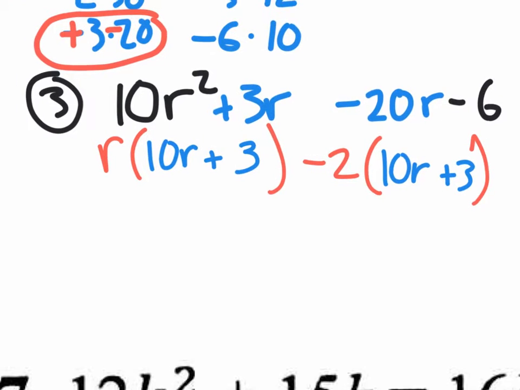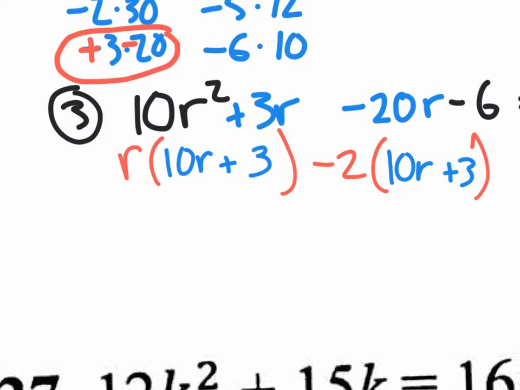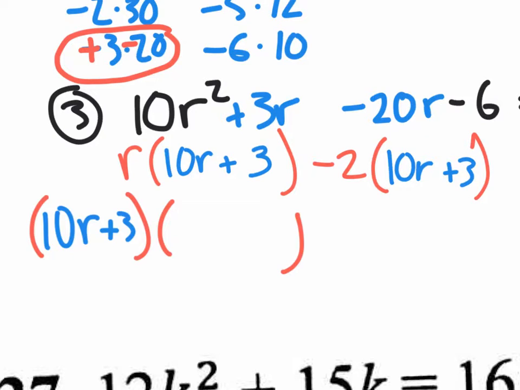So now what we're going to do is take a step back and pull out the common binomial that's in both terms. I want to take this 10r plus 3 and this 10r plus 3 and put it out here in the front. So if you pull out the 10r plus 3, the r is left over and the minus 2 is left over. So there's your factored form. This binomial 10r plus 3 times the binomial r minus 2.